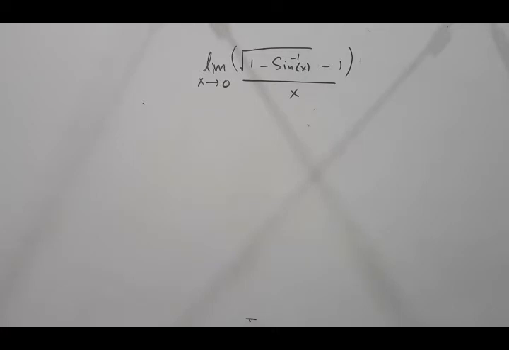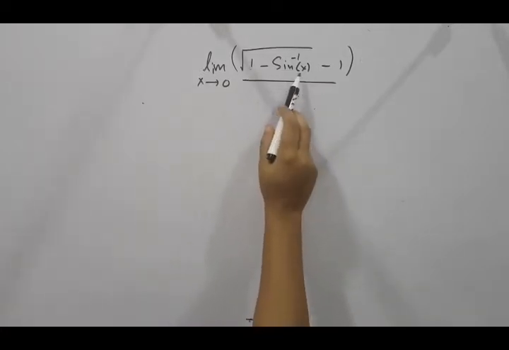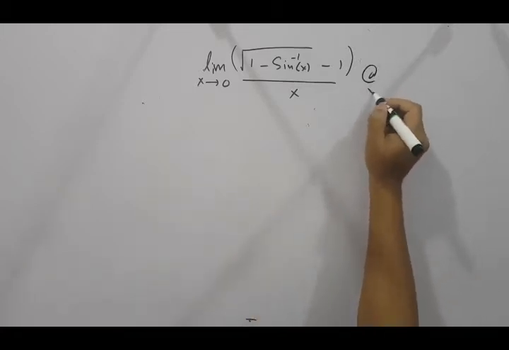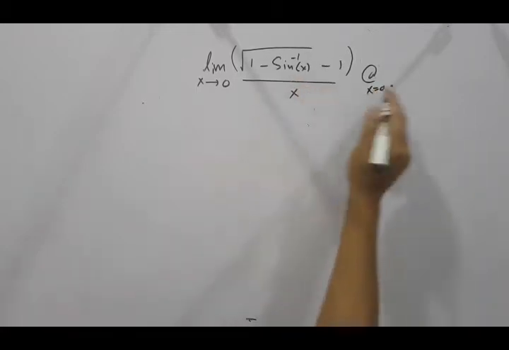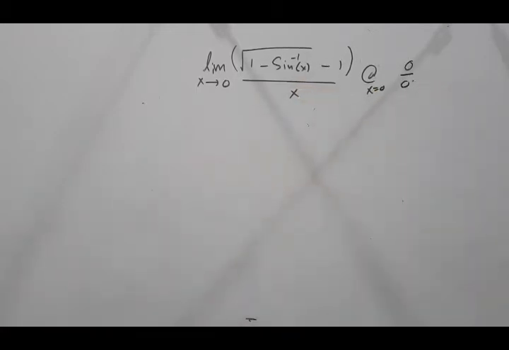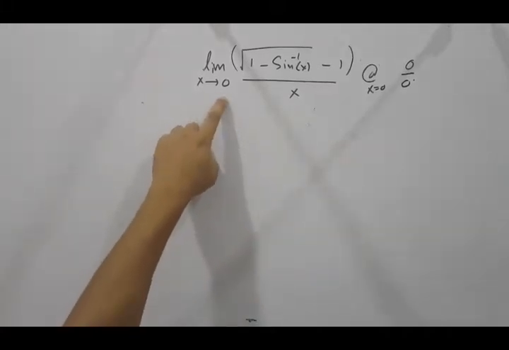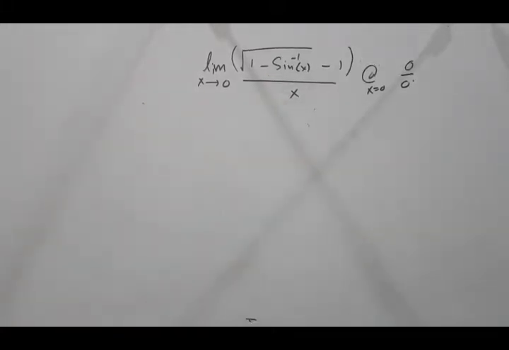Okay. In this limit problem, I'm going to evaluate the limit of (square root of 1 minus sine inverse of x, minus 1) divided by x. First of all, we have to make sure what is wrong with this. At x equals 0, the whole thing becomes 0 by 0, which is inevaluable. Therefore, we look at the limit as x tends to 0 of this function, how the function behaves as x approaches 0 instead of at x equals 0.